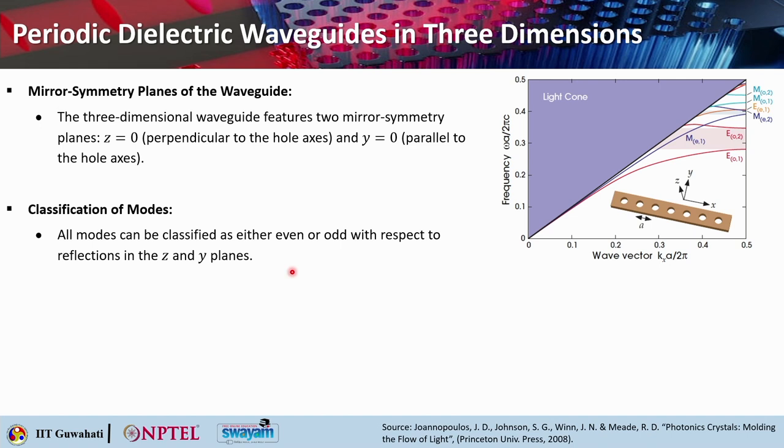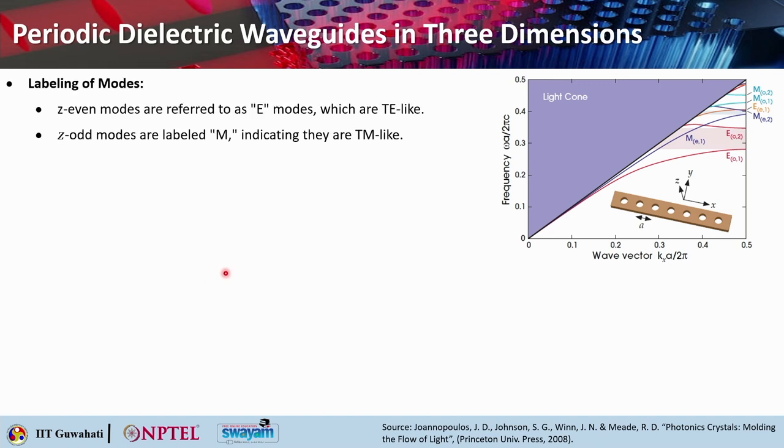All the modes can be classified as either even or odd with respect to the reflections in the z and y planes. So let's look into the example. The z even modes are referred to as E modes because they are mostly like TE modes, and z odd modes are labeled as M because they are more like TM modes. That is why you see E and M being used here. These E and M depend on the z equals 0 plane symmetry. If it is even, you use E, if it is odd, you use M.